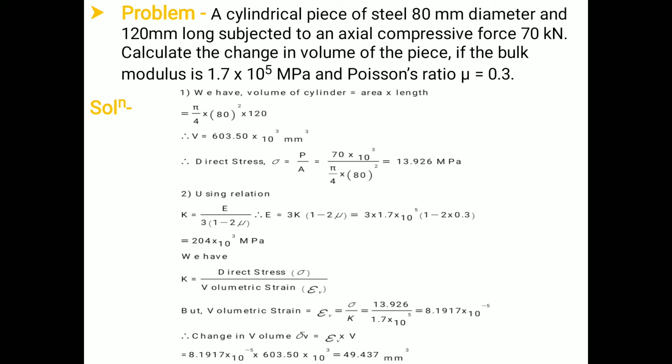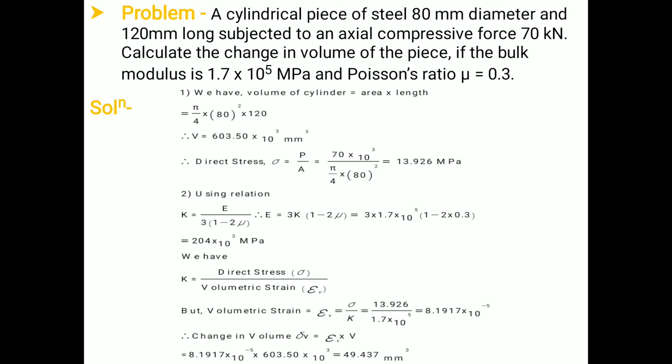So from the numerical, it is given that a cylindrical piece of steel is 80 mm diameter. So the diameter of that particular cylindrical piece is 80 mm and the length is 120 mm. It is subjected to an axial compressive force of 70 kN. Now in the previous slide, the force was tensile in nature. In this problem, the force is compressive in nature. From the given data, we have to calculate the change in volume of the piece.